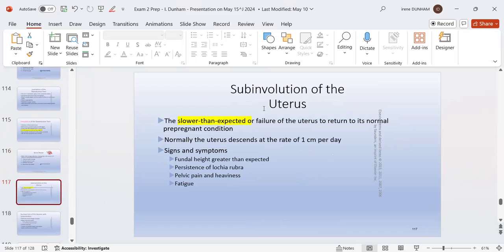All right, we talked about subinvolution. And here it is, my slide on it, but we already talked about it. It's just slower than expected for the uterus to return to pre-pregnancy. So again, you might have a fundus that's higher than expected. You might have persistent lochia rubra, too much, may have clots in there. She may have some pelvic pain and feel heaviness in her abdomen because the uterus is not going down like it should, and she could feel fatigued.